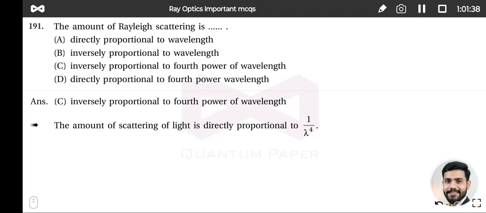Theory based question. The amount of Rayleigh scattering of light is directly proportional to 1 upon lambda raised to 4, or you can say inversely proportional to lambda raised to power 4. So the answer is C, inversely proportional to the 4th power of wavelength, lambda. Look at the next one.